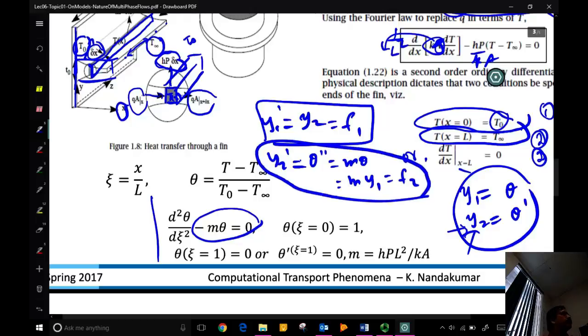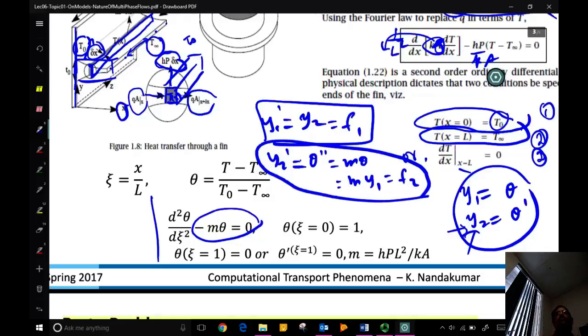Right? So I have two equations in two unknowns. y1 and y2 are my two unknowns. These are two first order equations. And f1 is y2. The first function that goes with y1 is f1, the second function f2 is m times y1. So these are coupled because y1 is affected by y2 and y2 is affected by y1.